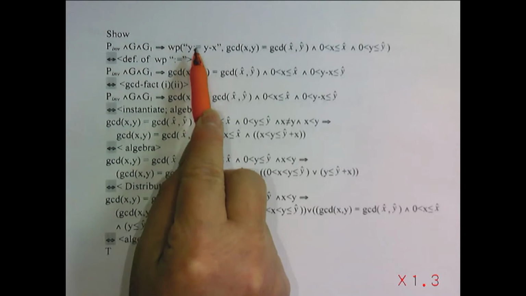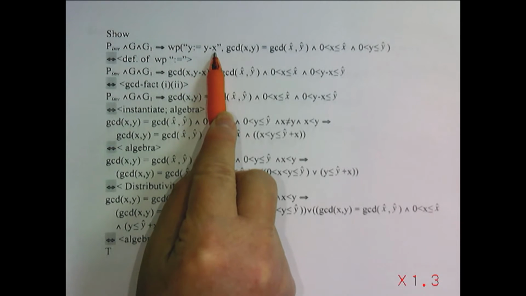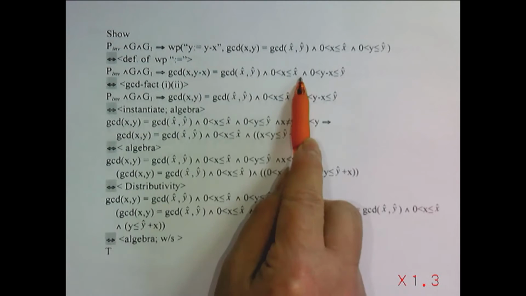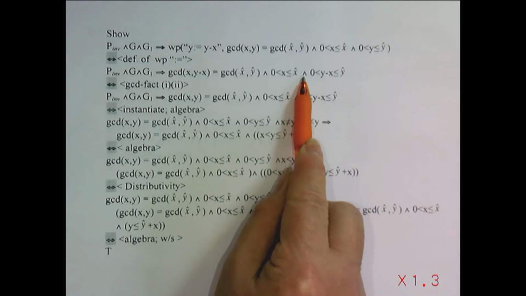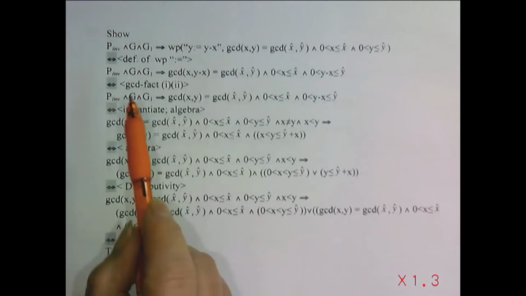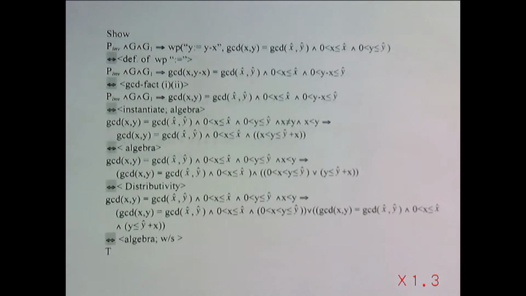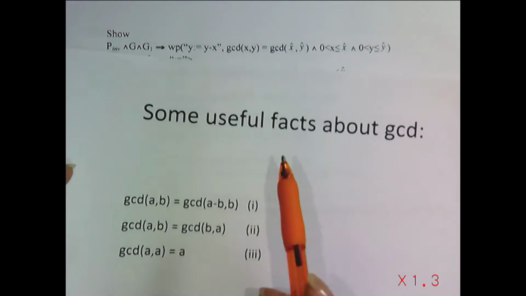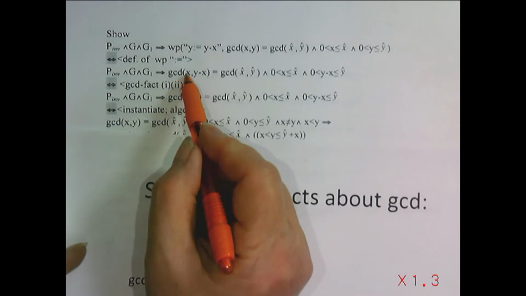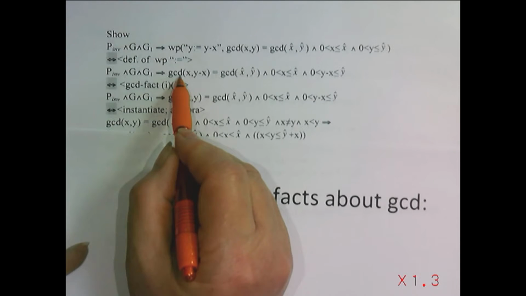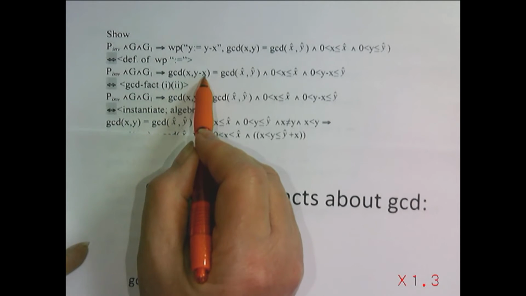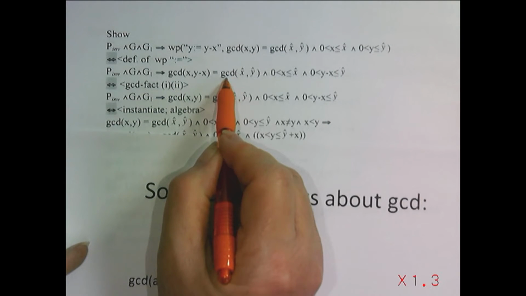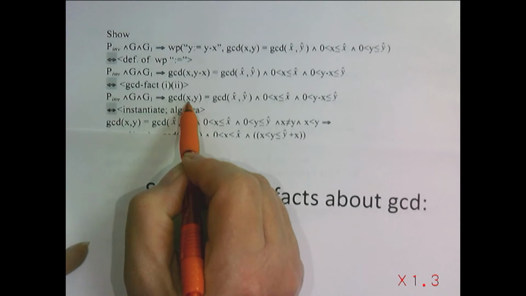Everywhere I see a y, I will replace it with y minus x in the invariant. And then I need to look at what I have. Notice from useful facts of GCD that I can simplify the GCD of x, y minus x is the same as the GCD of x, y.